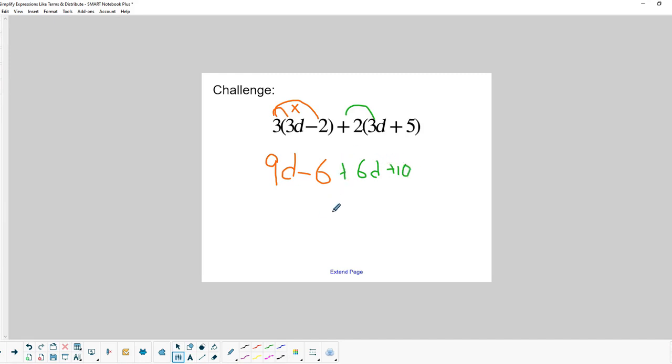Okay, so if we combine our like terms, we got 9d and 6d. They would add up to 15d. And negative 6 plus 10 would combine to give us plus 4. So that's the expression that we get when we do a double distributive property and then we combine our like terms.